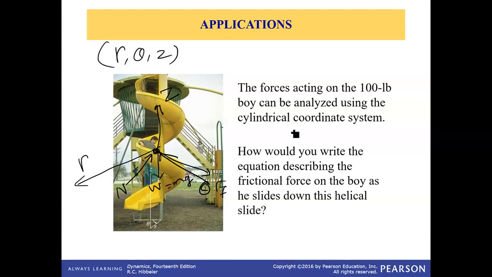For that, we need to apply the equation along the transverse direction theta. So we will write this equation: sum of forces along theta is mass times transverse acceleration, a theta. And in this part of the equation, we will include the frictional force. And a theta can be calculated using kinematics that we have studied in chapter 12.